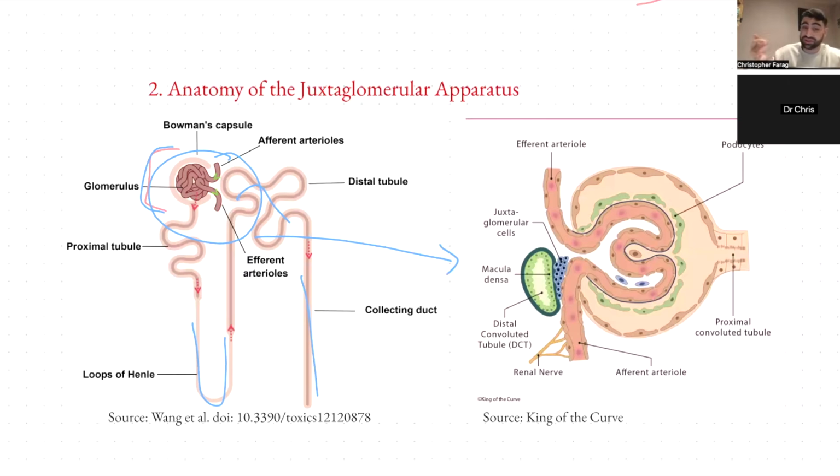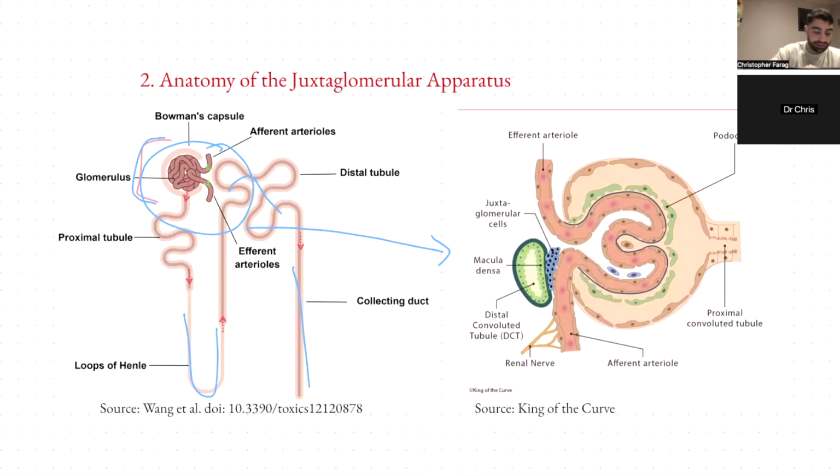Juxta, like close, glomerulus, okay? So if we zoom in, what we can see are a couple of important parts. We can see the afferent arteriole, which is here. We can see, well, this is the glomerulus in here. Afferent arteriole going into the glomerulus and then comes out as the efferent arteriole.